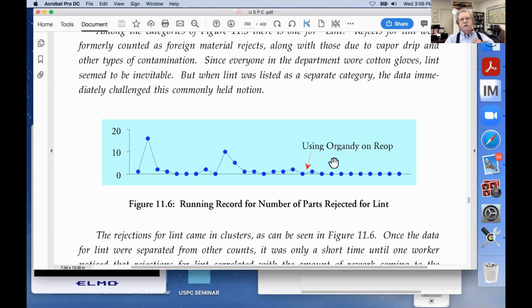Well, they couldn't fix the problem until they could identify it. Now, once they started using organdy, 1, 0, 0, 0, 0, 0, 0, 0, 0, 0, and Andy told me, I made sure each of those audits included reworked wheels.